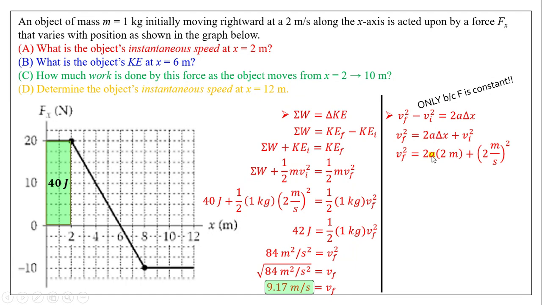A, I highlight because that's unknown. But really, you can find it pretty quick. Delta x here is 2 because it sets the first 2 meters. And then VI is 2 because the initial speed is given as 2. And then, again, square that.